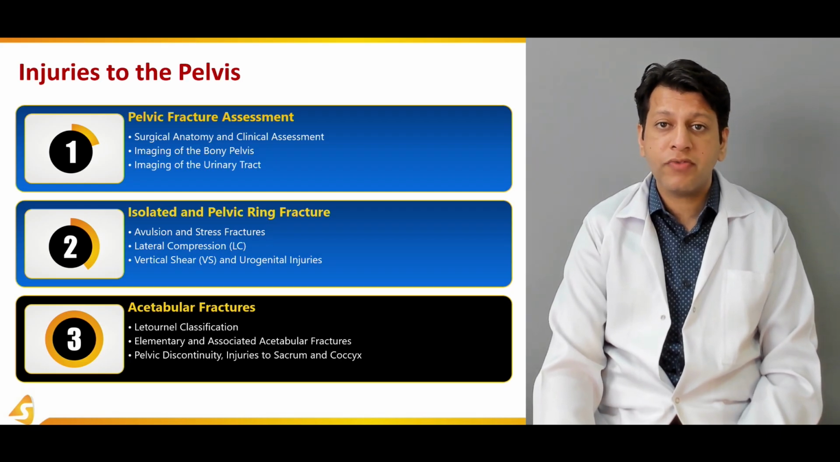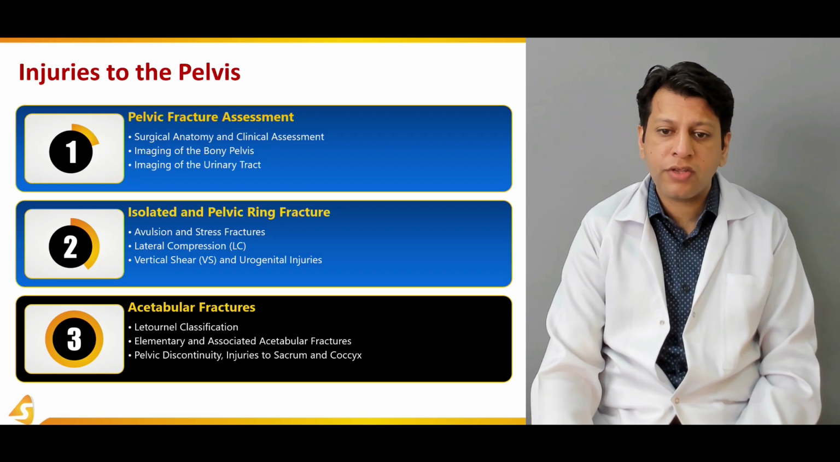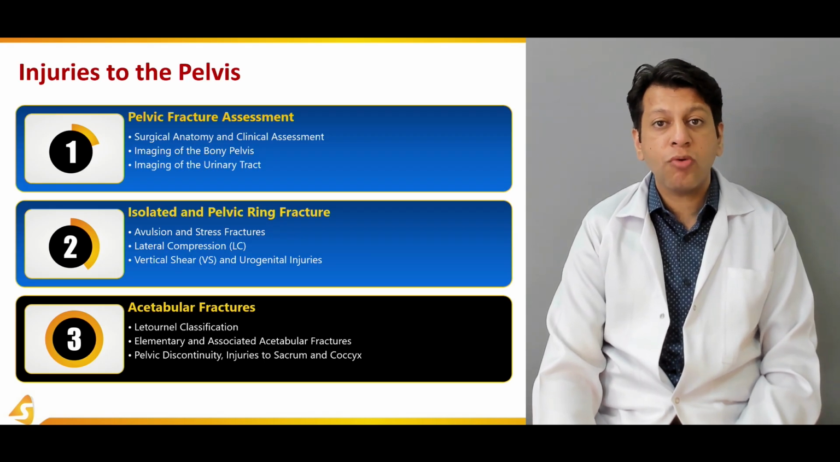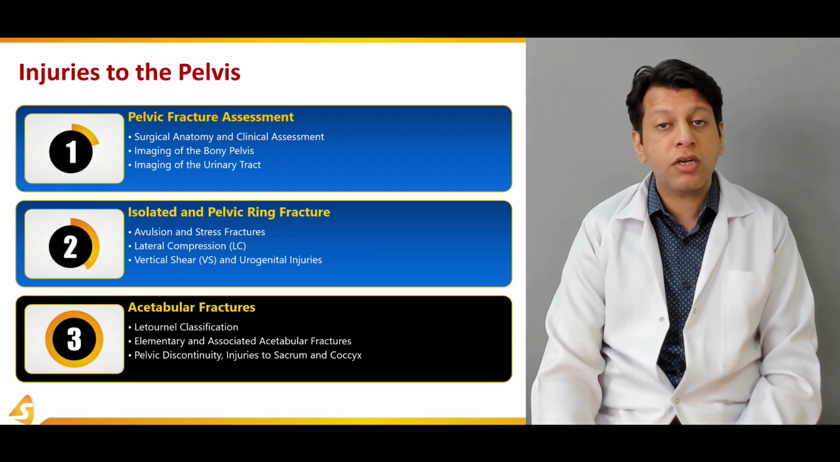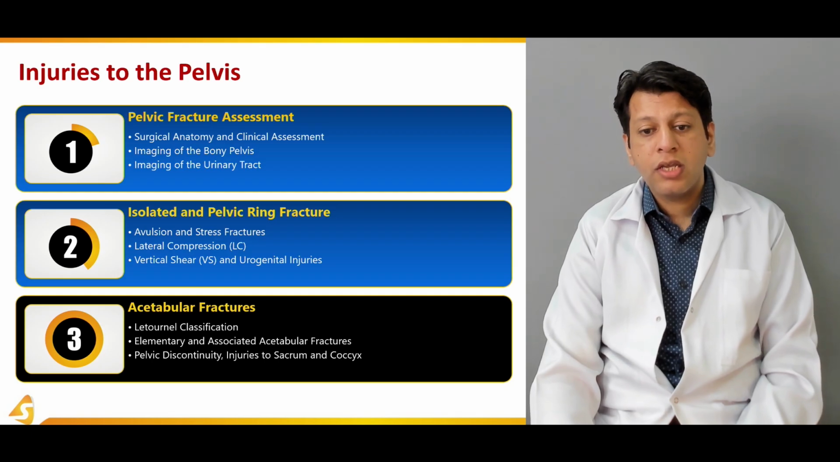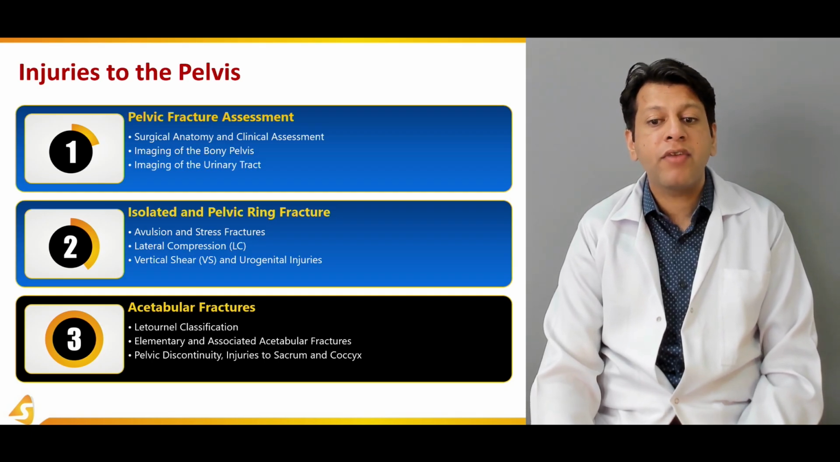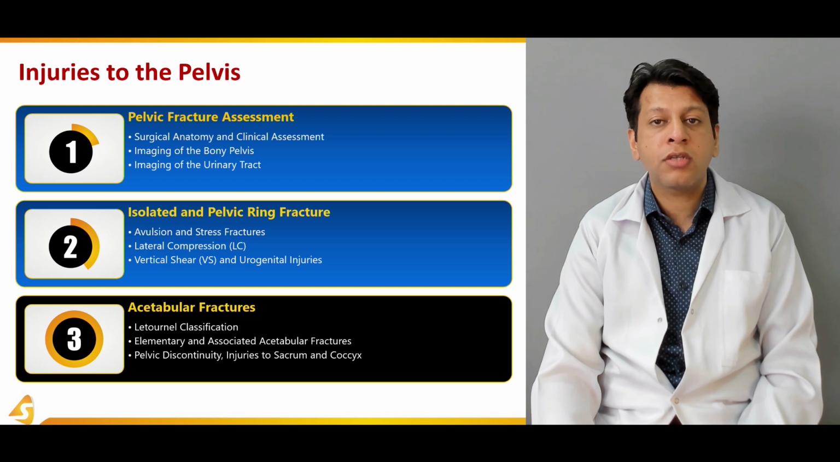The major classification is the Judet and Letournel classification. We will be discussing the elementary types of fractures and the associated acetabular fractures. And lastly, we'll be discussing pelvic discontinuity and injuries to the sacrum and coccyx.